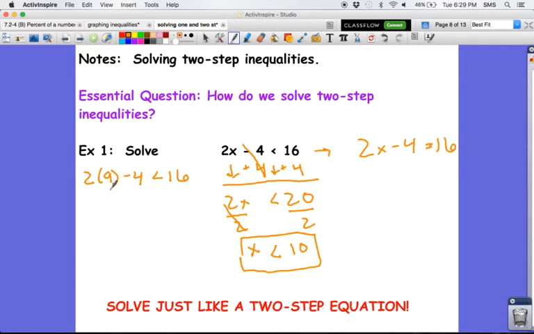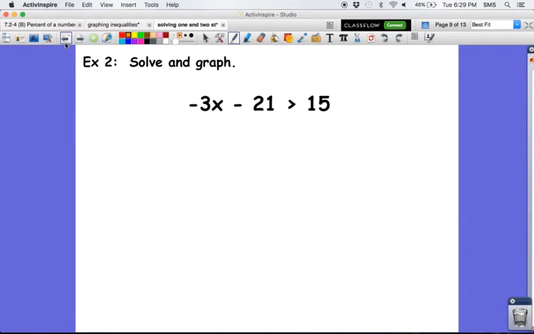Now I'm going to solve this left side. 2 times 9 is 18 minus 4, which is 14. I've got to ask myself, is 14 less than 16? It is, which means we did our problem correctly. So we're good. Let's look at another one here.